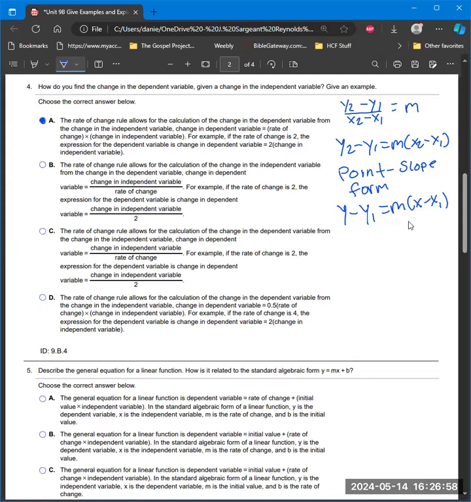Usually we talk about things in slope-intercept form, y equals mx plus b, but sometimes it's necessary to write the equation of a line given the slope, the rate of change, and one point on the line. If we solve for y here, we'll get to y equals mx plus b if we solve this equation for y.